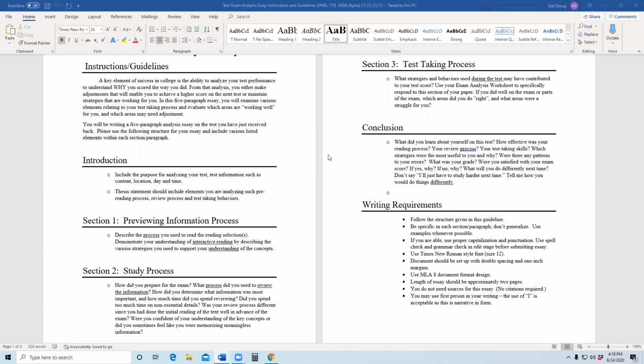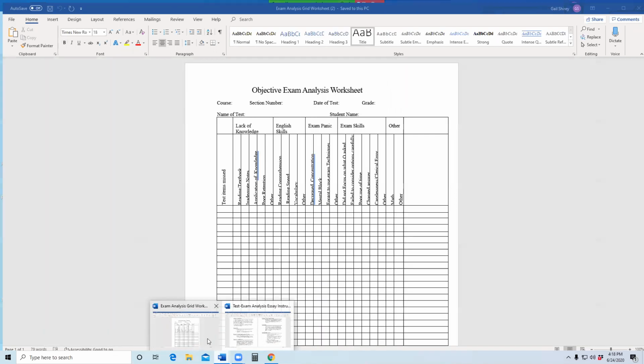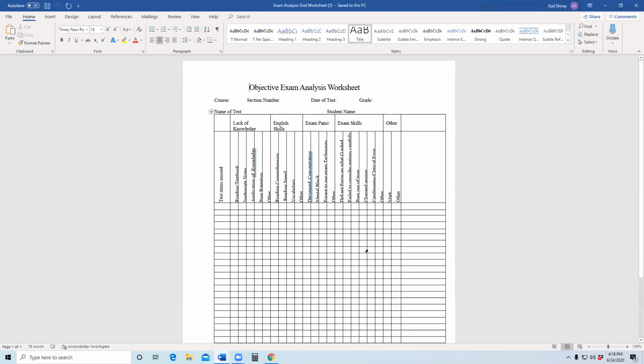So this essay is going to be set up in 5 sections: introduction, section 1, 2, 3, and then a conclusion. It's a 5-paragraph analysis essay, and it's on the test that you just completed. So the first step before you do anything is to go to the grid worksheet and this objective exam analysis worksheet, and you want to complete this.